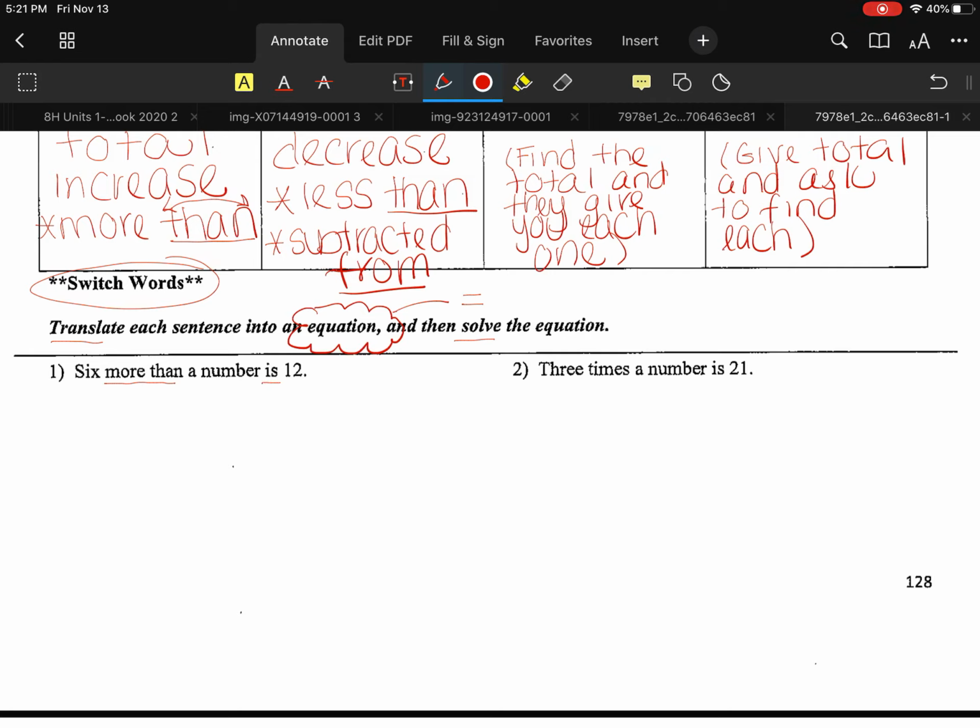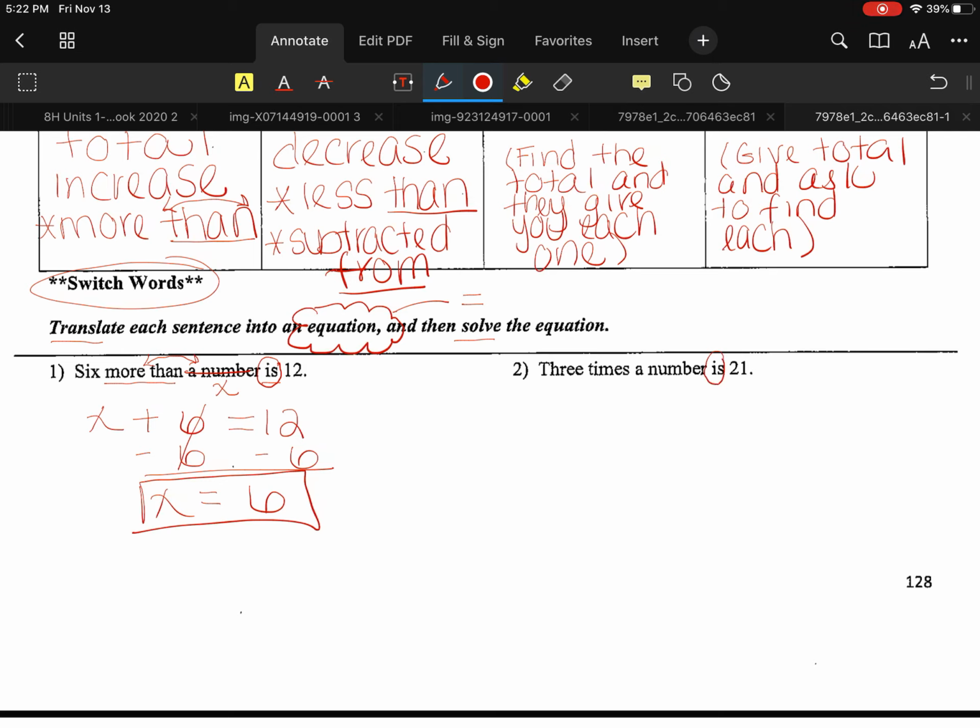So problem number 1, 6 more than a number is 12. So than is a switch word. I'm going to put that double arrow above the word than to remind myself of that. Is means equal to. That's why we're translating these into equations. So I know this is going to be equal to 12. So I'm going to take care of that first, get that out of the way. 6 more than a number. Well, since than's a switch word, a number, I'm going to cross that out. I'm going to use x as my missing number, and then 6 more than that. So x plus 6 equals 12. And then I would solve it. I would start by subtracting 6 from both sides. X equals 6.